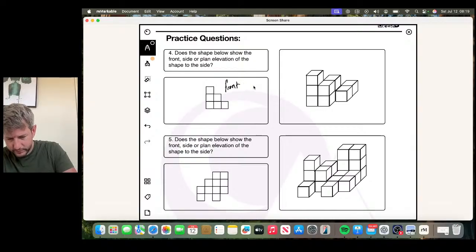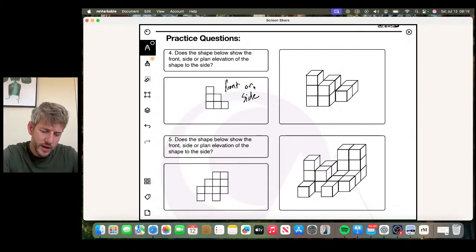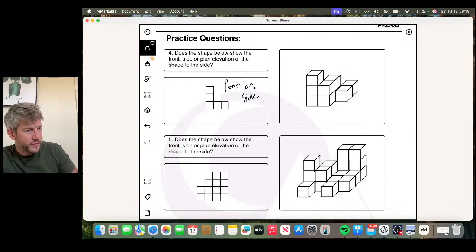Front or side. Okay, you can see here this would be the front, and the side it would be the same. So we'll have to put both there. Okay, question 5.